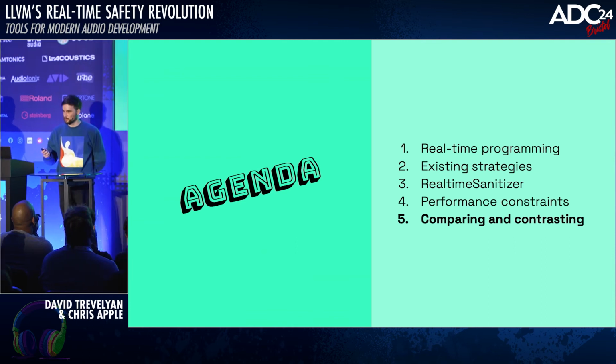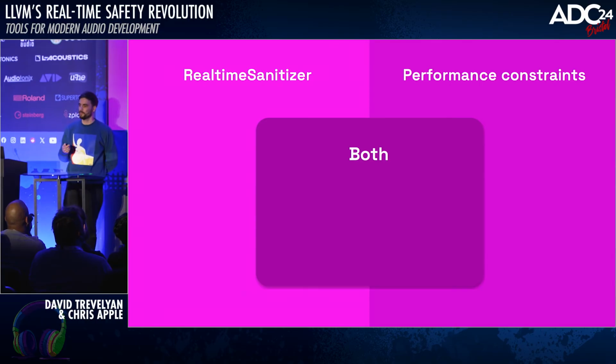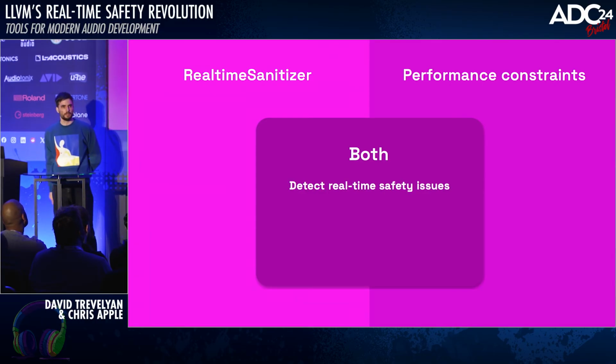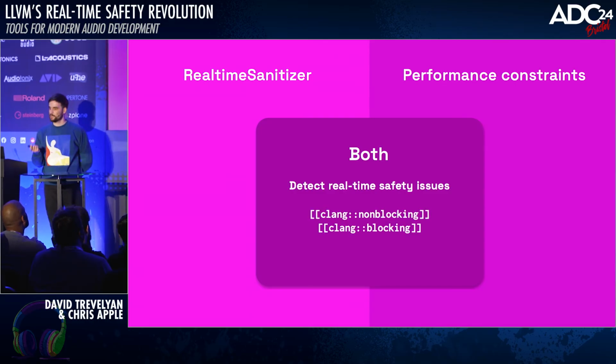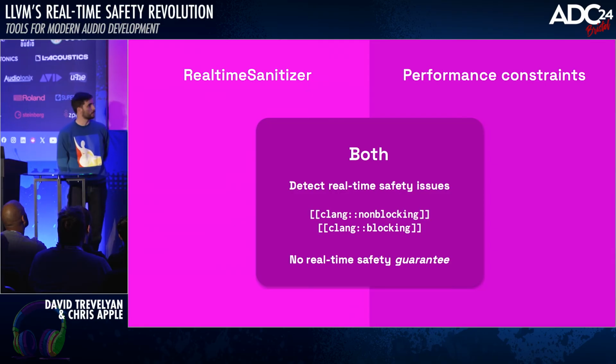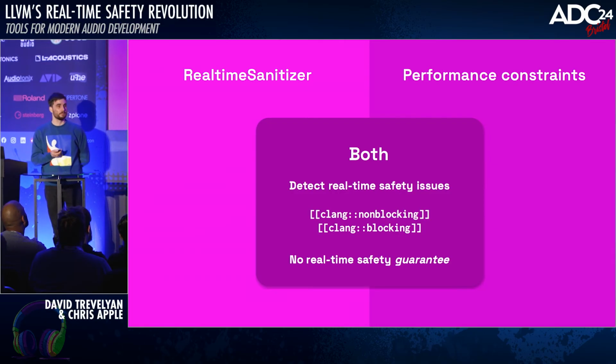Thank you very much, Chris. So let's start by looking at how they're similar. We've already seen that both are designed to detect real-time safety issues in your code. They share these attributes, Clang non-blocking and Clang blocking. And again, be warned, there is no true real-time safety guarantee. And that's really where the similarities end. These tools are really more different than they are similar. And so the rest of the section is dedicated to exploring their differences.